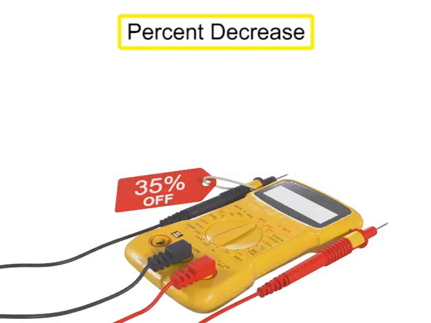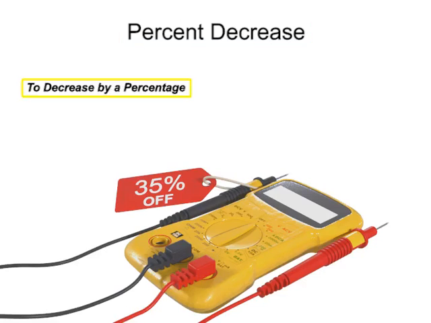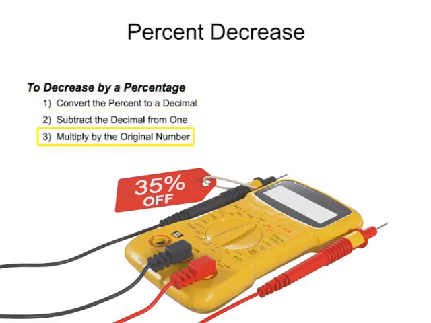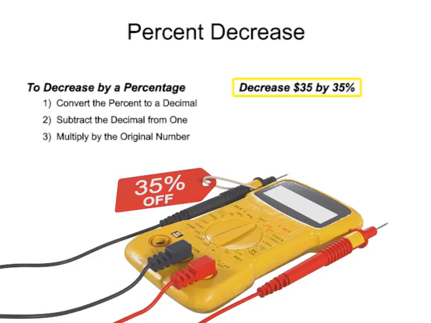Decreasing by a percentage can also be a useful operation to field technicians and in everyday life. To decrease by a percentage, simply convert the percentage to decimal format, subtract the decimal from 1, and then multiply by the original number. In this example, an electrical tester is marked down 35% from its original price of $35. How much will the tester cost?